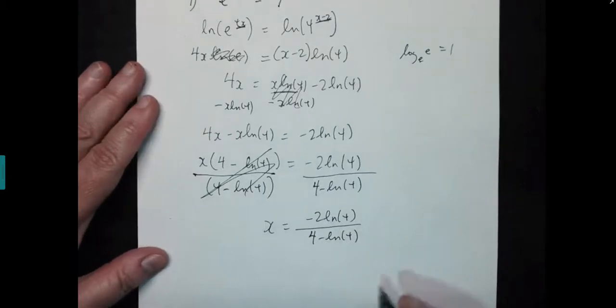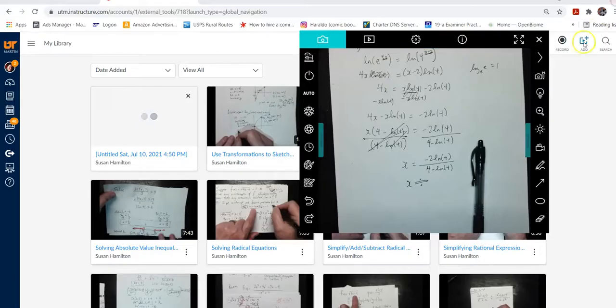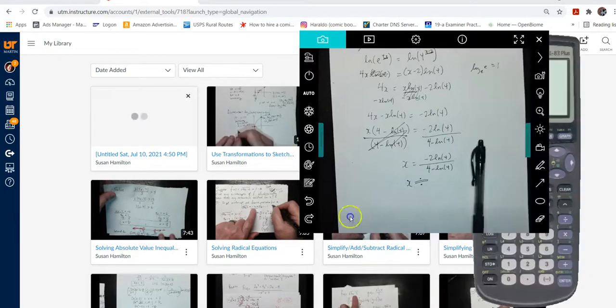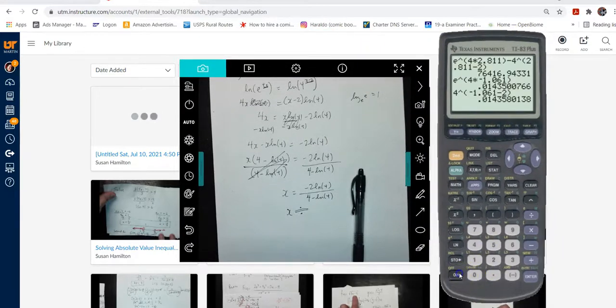If you're asked to approximate to, say, 3 decimal places, then that's where a calculator would come in. So let me do that over here. And let's have a look at that.